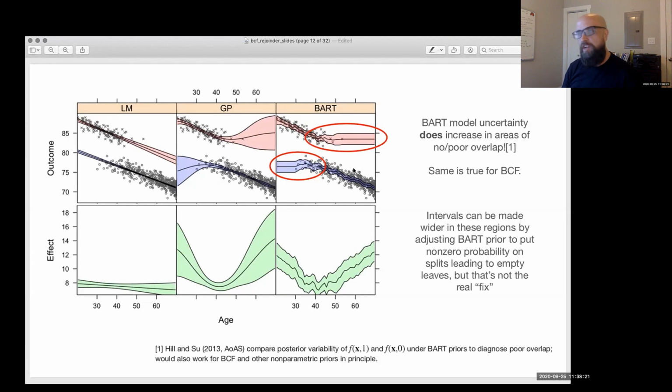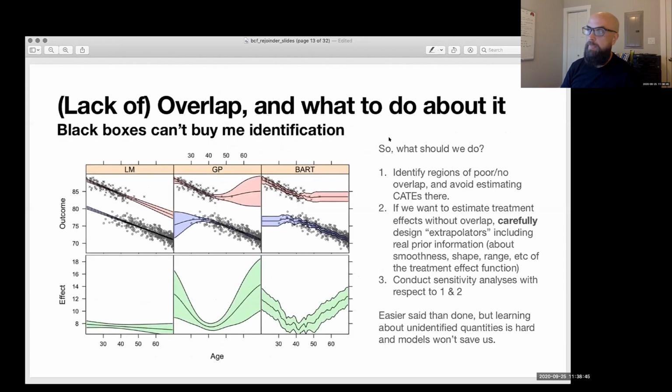My conjecture, I don't have a lot of proof for this, but my conjecture is that kind of data adaptivity is one of the reasons that BART works so well in prediction and causal inference, where you actually do have data, okay? So you could tweak that prior to make these intervals get a little bit bigger. I don't think that's actually the fix, right? I don't think it's a good idea to be estimating CATEs where we don't actually have overlap just because they're not identified, unless we're willing to try a little bit harder, okay?